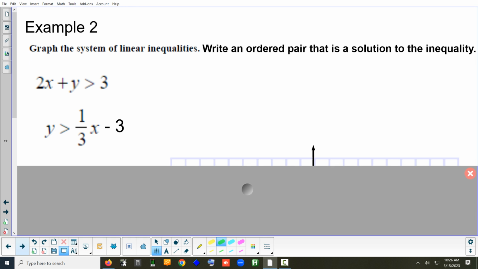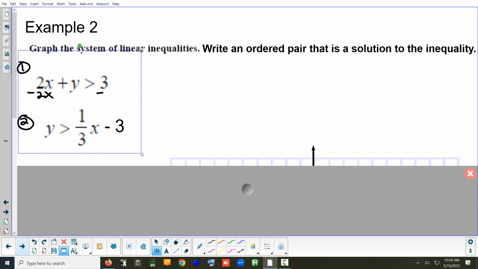Okay, let's try this one. Okay, I like the second one, but what's wrong with the first one this time? Yeah, the 2x is on the wrong side. So can someone tell me, how would you put this 2x on the other side? And that's the very first thing we have to do. Subtract 2x? Yep.